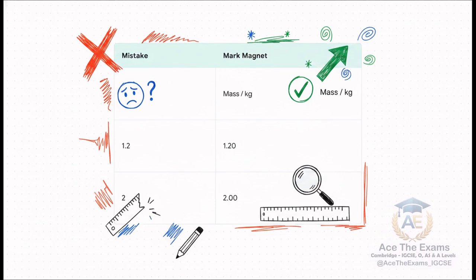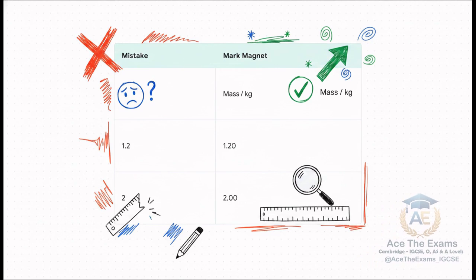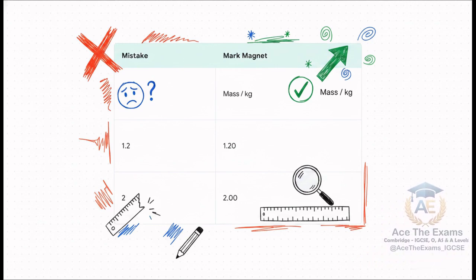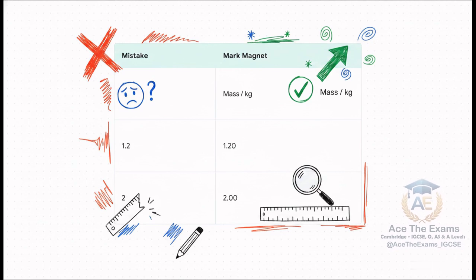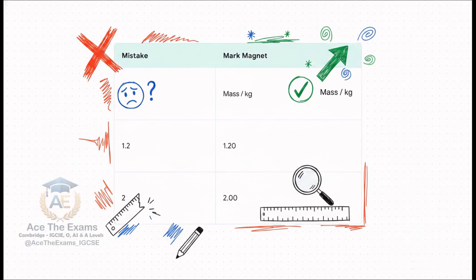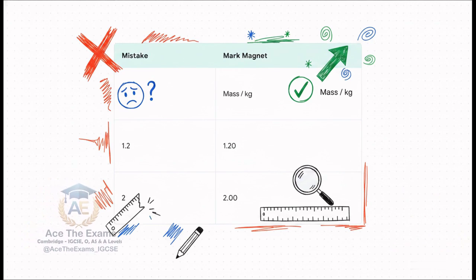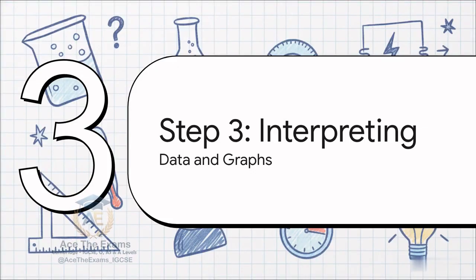A perfect mark magnet table also maintains consistent significant figures, like writing 1.20 and 2.00, which is appropriate to the precision of the measuring device we just talked about. Writing just 1.2 or 2 without those trailing zeros, that's a common, lazy mistake that examiners actively look for so they can penalize you. On to step 3, interpreting your data and graphs.